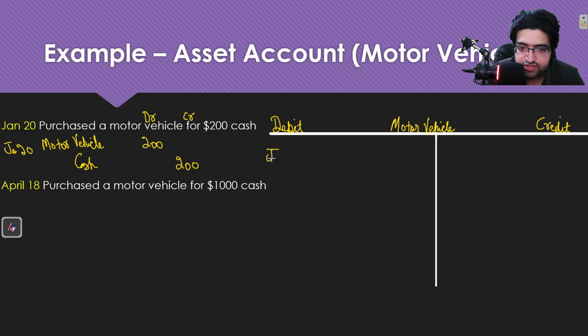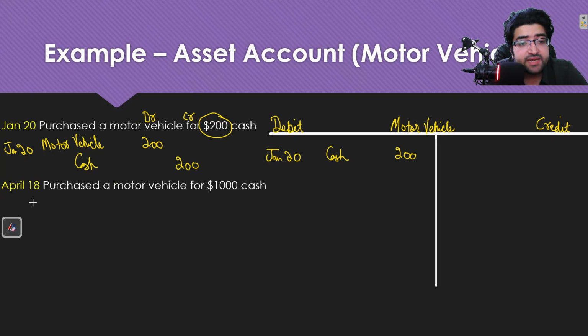So I will write the date Jan 20. I will write in detail the account opposite, which is cash, and then the amount involved in the transaction, which is 200. So this shows that I have purchased a motor vehicle worth $200 cash on Jan 20. These are imaginary numbers, so don't worry about them. You may ask why this is such a small value for a motor vehicle. These are imaginary numbers. We are doing an example.